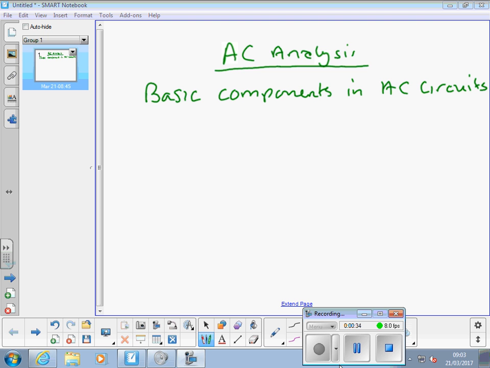Going to make a start today, gents, on AC analysis and look initially at basic components when connected in AC circuits as opposed to DC ones. Starting with the resistor.